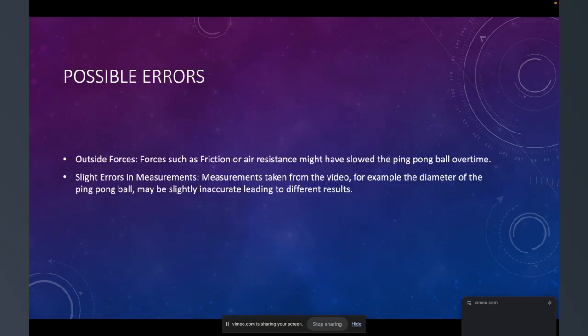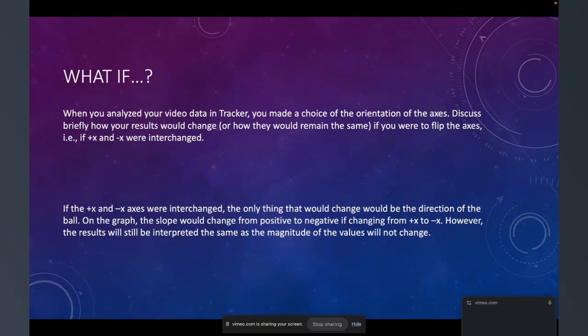Some possible errors of this could be some outside forces such as friction or air resistance in my observed video that could have slowed the ping pong ball, or slight errors in measurements in Tracker, which would, of course, be some human errors and will lead to slightly inaccurate results. So what if I analyze my video in Tracker? If I decided to change the positive x and negative x, nothing will really change. That would just change my direction on the slope to negative, however the magnitude of the values would remain the same, so I would be able to interpret it the exact same.